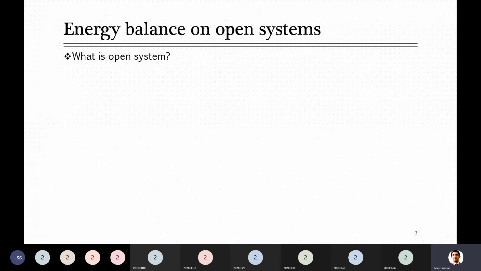So first of all, what is an open system? What does open system mean? Anyone?